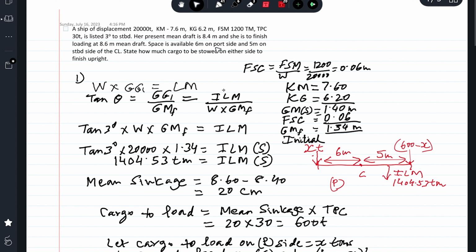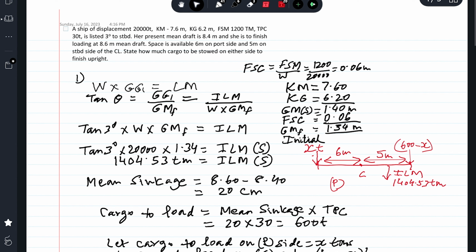Present mean draft is 8.4 meter and she has to finish loading at 8.6 mean draft. Okay, present draft is 8.4. The loading will complete at 8.6 meter mean draft. Space is available 6 meters on port side and 5 meters on starboard side of the center line. State how much cargo to be stored on either side to finish upright.